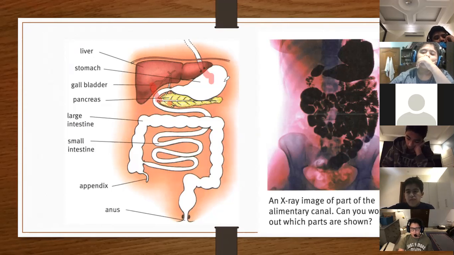It has a gastric juice, and it has, where is this student? Yeah, the student coming in.